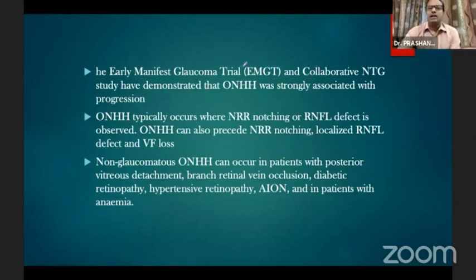In two landmark trials in glaucoma, the Early Manifest Glaucoma Trial and the Collaborative Normal Tension Glaucoma Trial, they have documented that the presence of a disc hemorrhage or Drance hemorrhage is highly suggestive of optic nerve glaucoma progression. Although they can also be present in NAION and hypertensive and diabetic retinopathy.